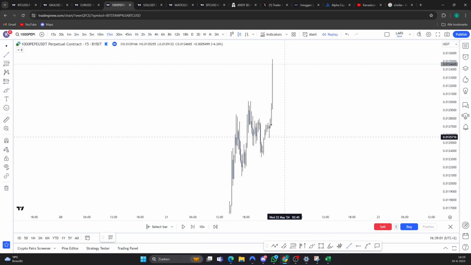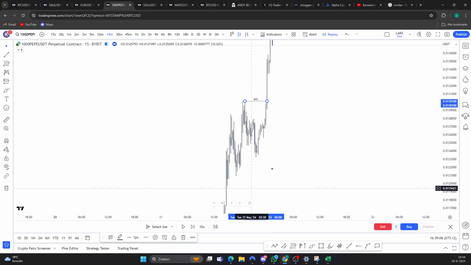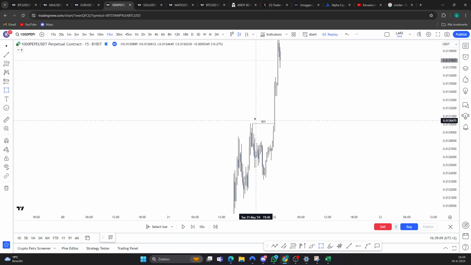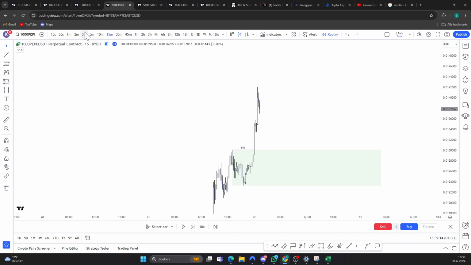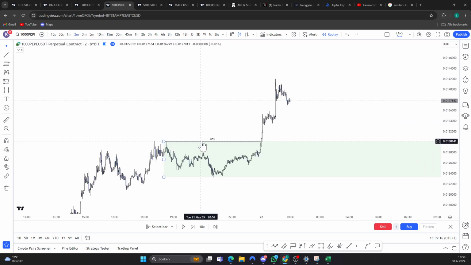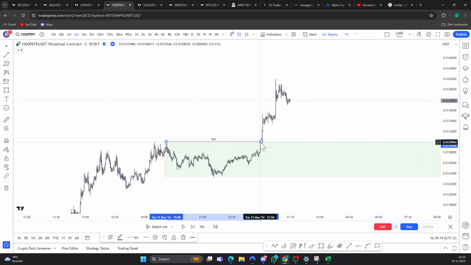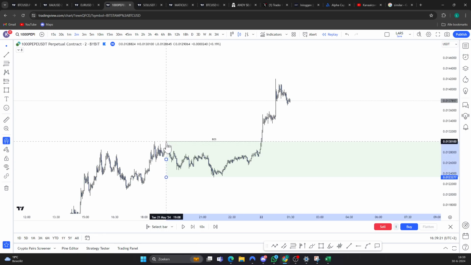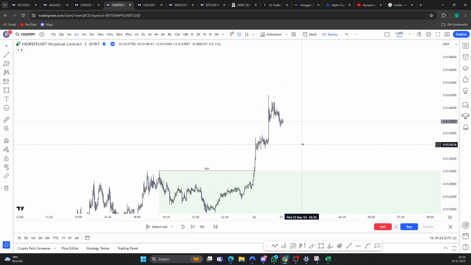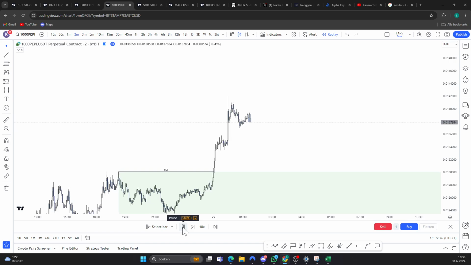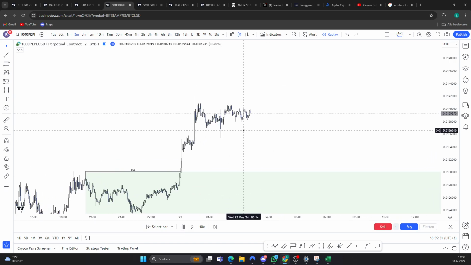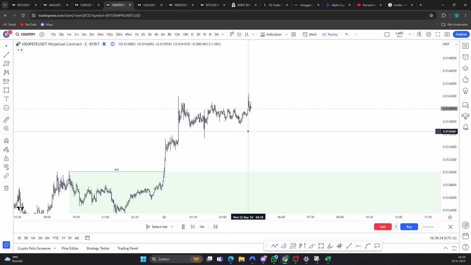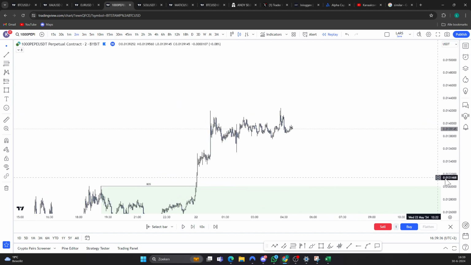Now, this distribution is failing, which is bullish. That will probably be a break of structure. There you go. Let's call this demand, this whole area. And let's see what develops. We still couldn't get our hands on any type of long.